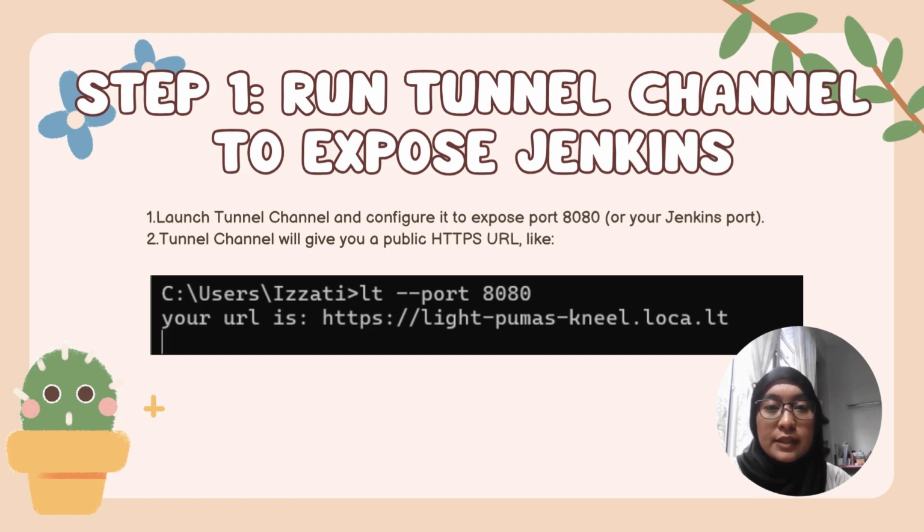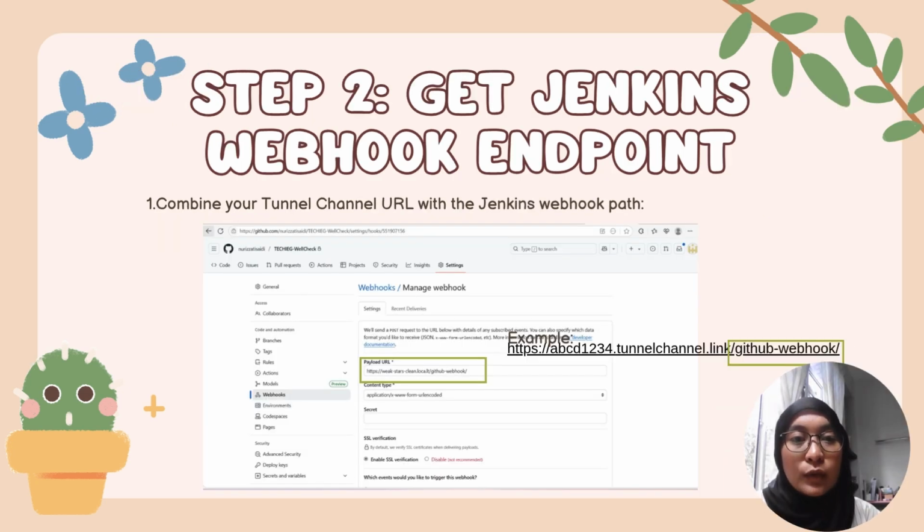Now that Jenkins is running locally, we need a way for GitHub to communicate with it. To do that, we use a tunnel to expose Jenkins to the internet using port 8080. This gives us a public URL that we will use in the GitHub webhook setup, to let GitHub talk to Jenkins. We take the public tunnel URL and add github-webhook at the end. This full URL is what we will paste into the GitHub webhook settings as the payload URL.